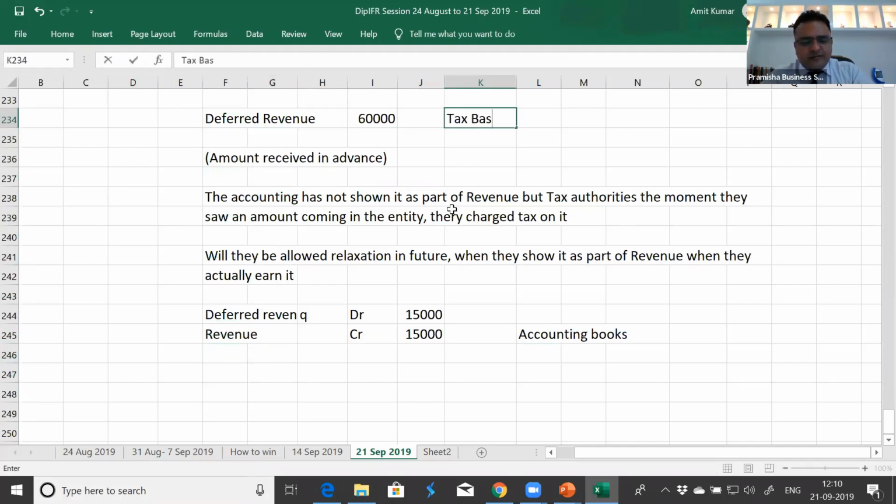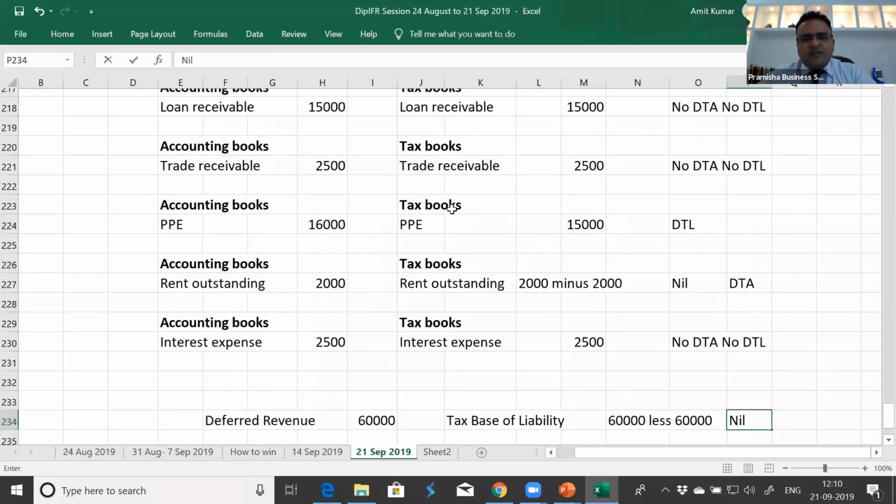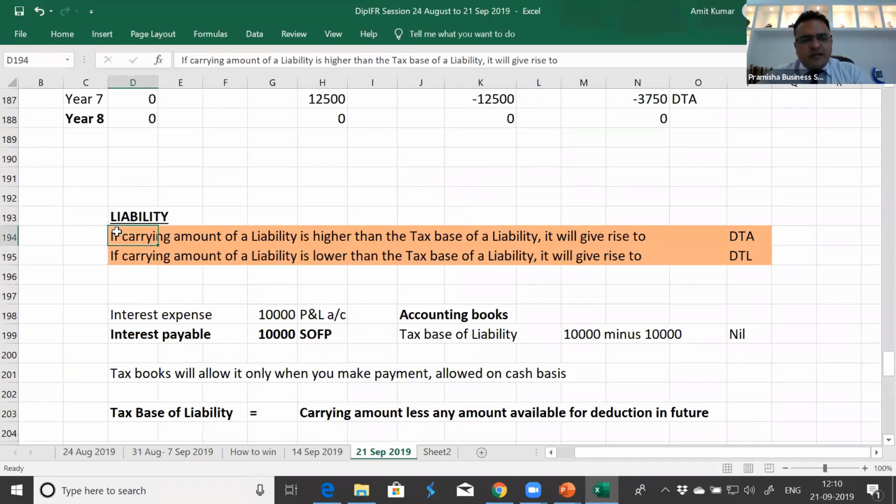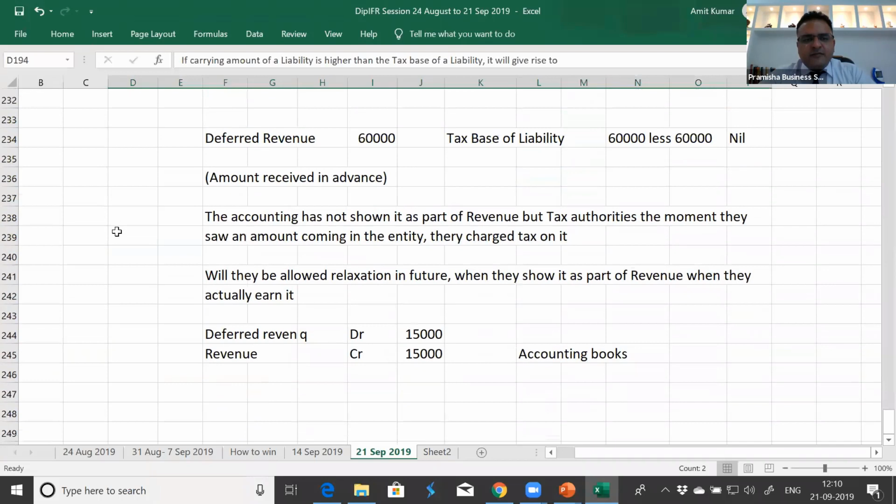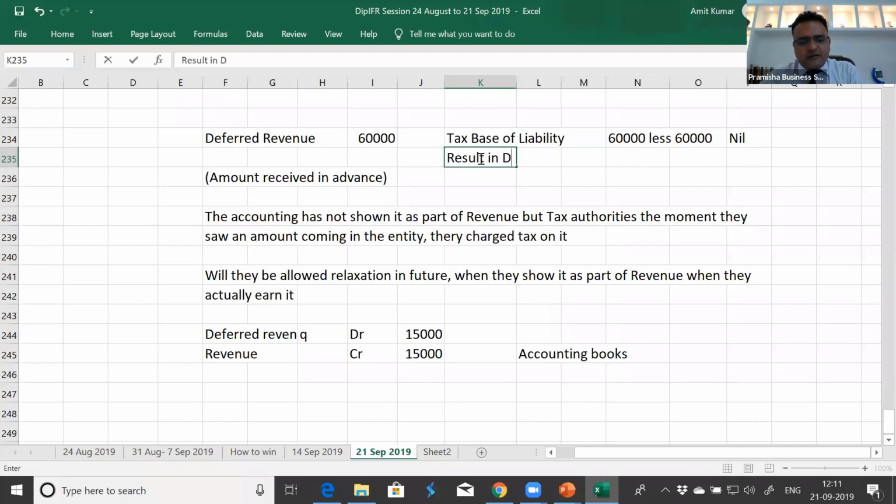Tax base of this liability is carrying amount less any amount which will not be taxable in future. How much amount will not be taxable in future? 60,000. So the tax base of this liability is nil. When the carrying amount of a liability is higher than the tax base of a liability, it will give rise to DTA. Since we have already paid higher tax today, this will result in DTA. But this tax base of liability is slightly different from the normal liability because this is a deferred revenue liability.